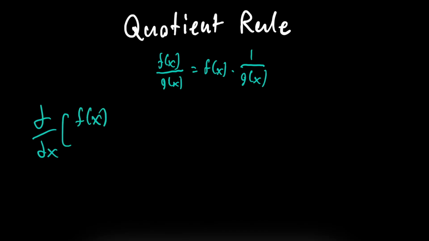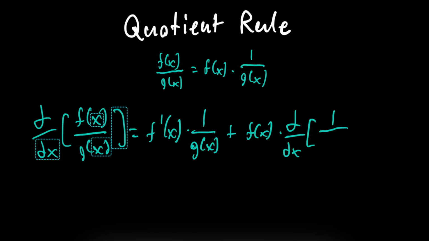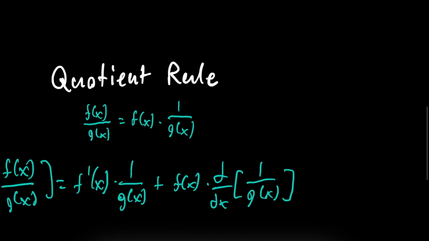So if I have f of x over g of x over here, right, this could be f prime of x times 1 over g of x plus f of x times the derivative of 1 over g of x, right? The derivative of 1 over g of x is a little weird, right? It's the negative g prime of x over g of x squared.